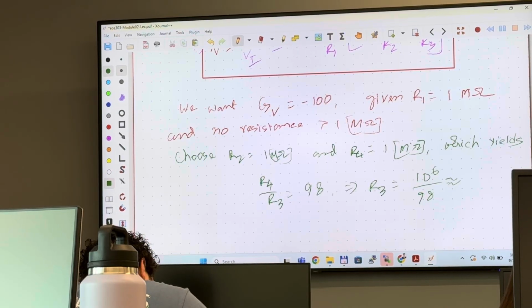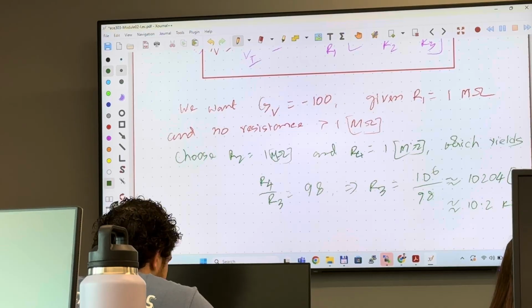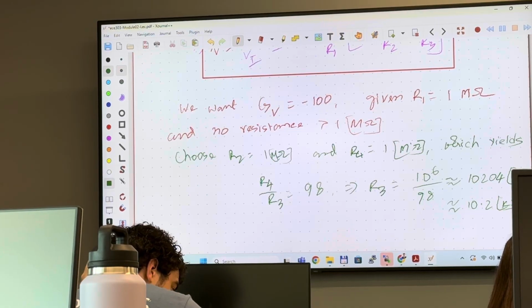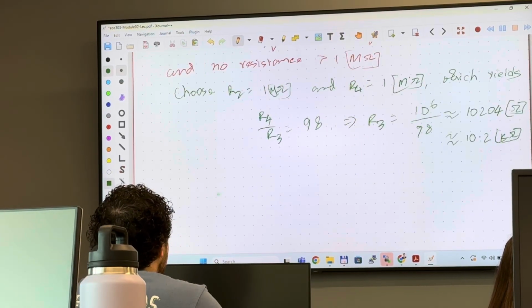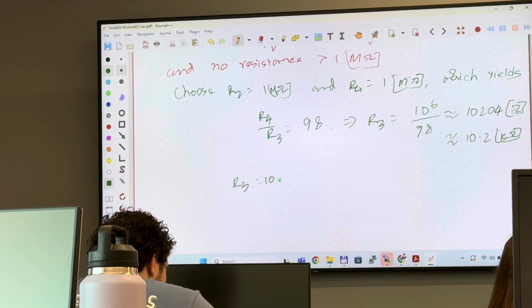Is it 10,204? 10,000? 10,204. Okay, ohm. So which is approximately 10.2 kilo. So your R3 equals 10.2 kilo.